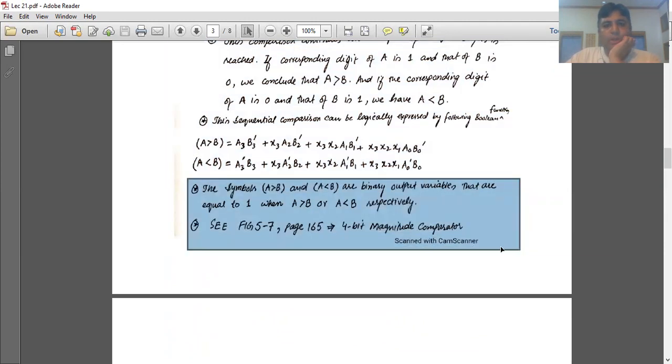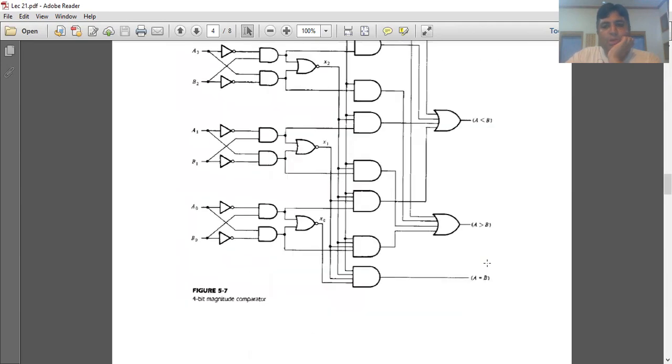The symbols A is greater than B and A is less than B are the binary output variables that are equal to 1 when A is greater than B or A is less than B respectively. See figure 5.7, page 165, 4-bit magnitude comparator. In this diagram, you have A is greater than B and A is less than B. If A is greater than B, then this output will be equal to 1 and the other two outputs will be 0. And if A is less than B, then this output will be equal to 1 and these two outputs will be equal to 0.